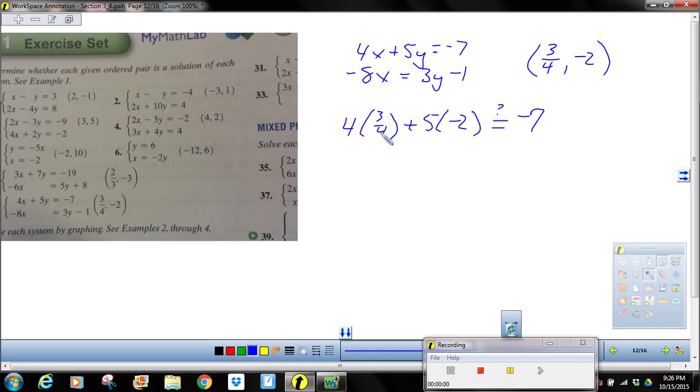We're trying to find out, does that equal -7? 4 times 3 is 12, divided by 4 is 3. Plus -10, that is equal to -7. So, it worked in the first equation. Let's try in the second equation now.